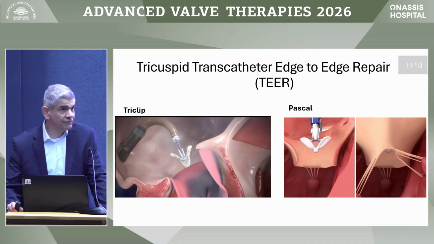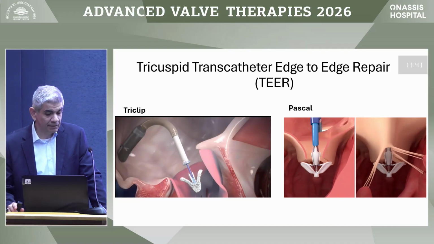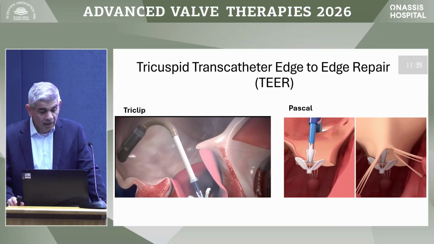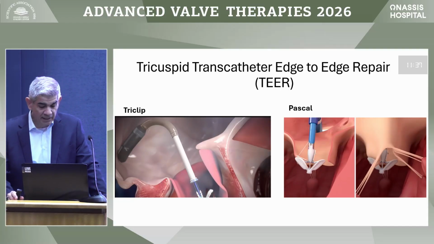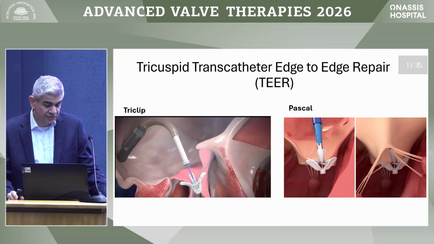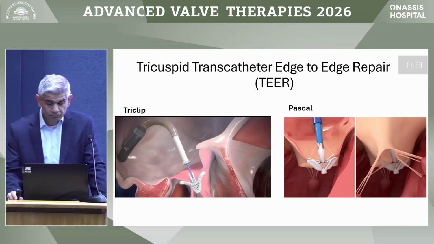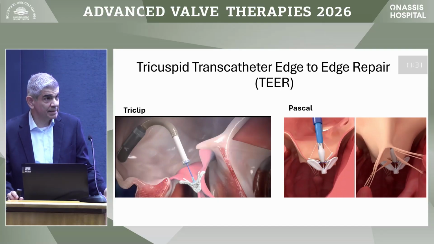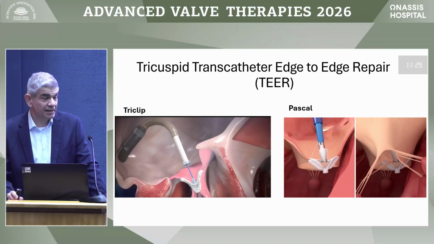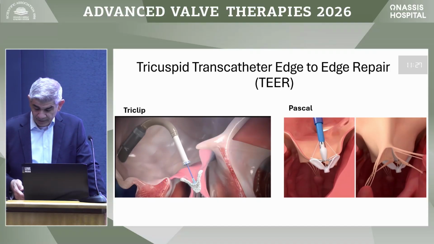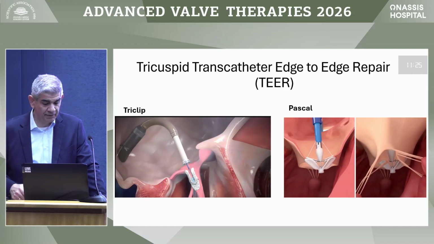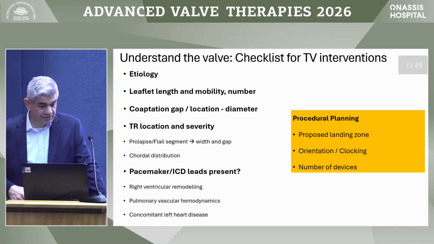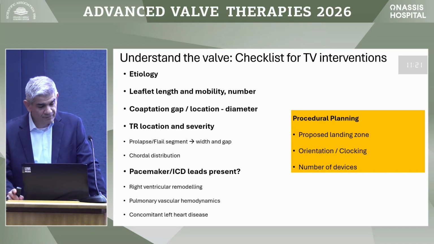So the primary modality for tricuspid repair is edge-to-edge repair, as we saw with the two devices that we have, the TriClip and the Pascal, which both do essentially the same thing. They create a permanent coaptation between the septal and either the anterior or the posterior leaflets, and that creates a reduction in the regurgitant orifice and regurgitation of the valve.